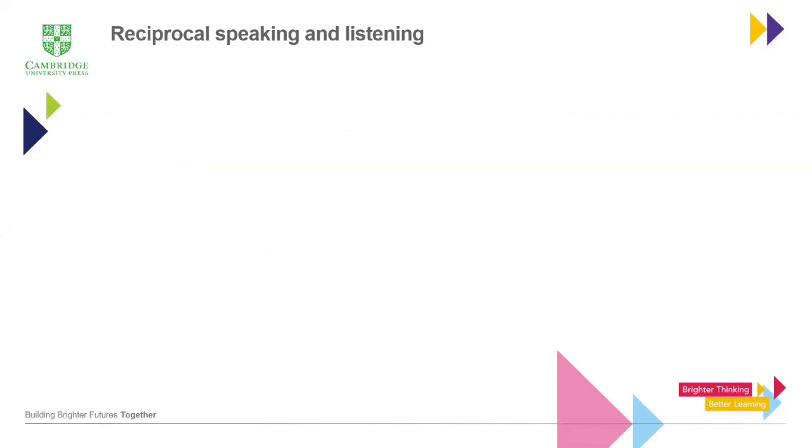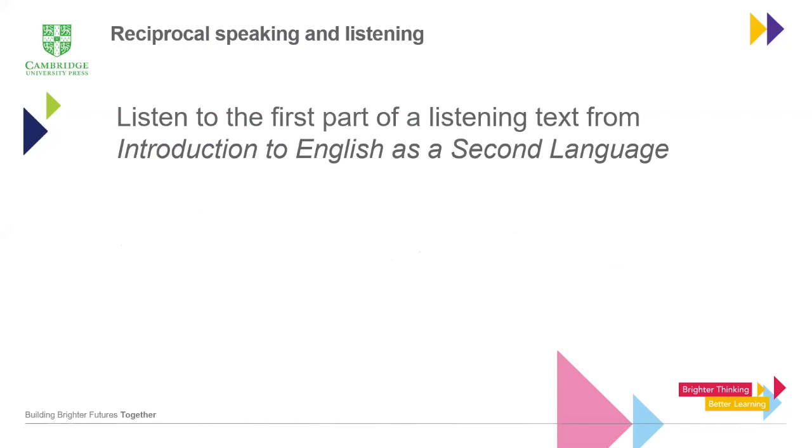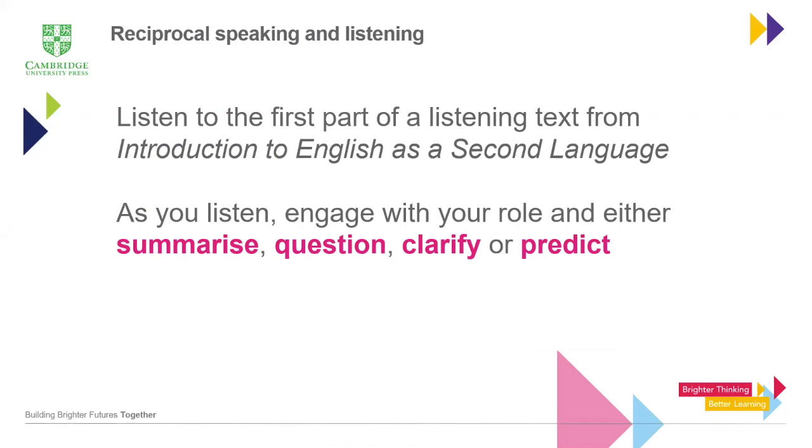So what I want you to do is to listen to the first part of a listening text from Introduction to English as a Second Language. And as you listen, engage with your role and either be ready to summarize what you've heard, or to ask a question about what you've heard. If you've chosen the role of clarifier, you've chosen a difficult role because you don't know what the questions might be. And if you choose predictor, then you need to predict what you think is going to be happening in the second part of what you're going to listen to.